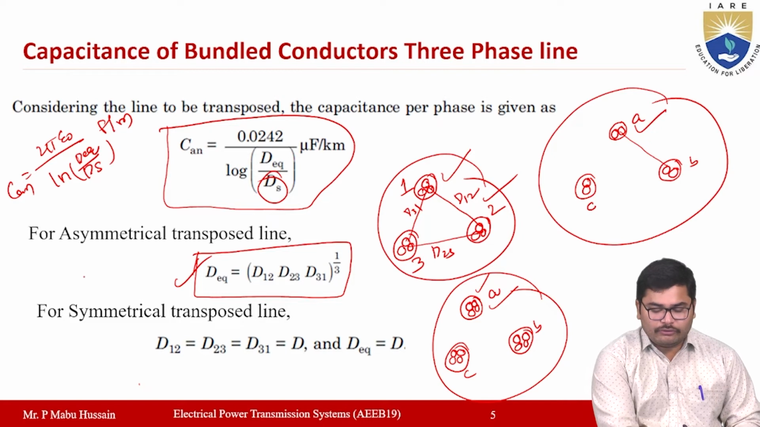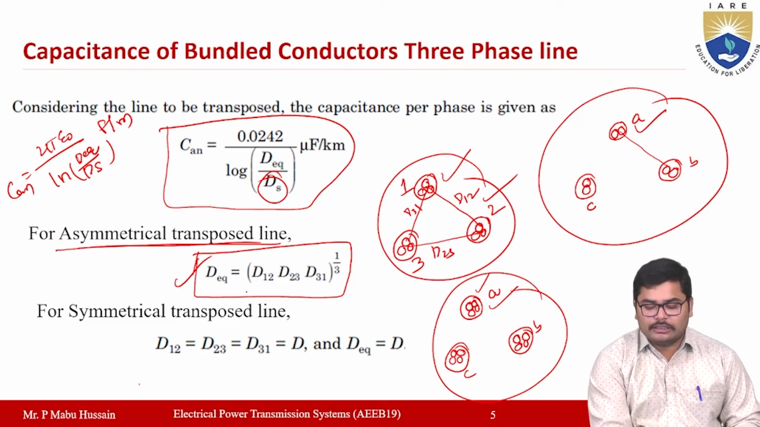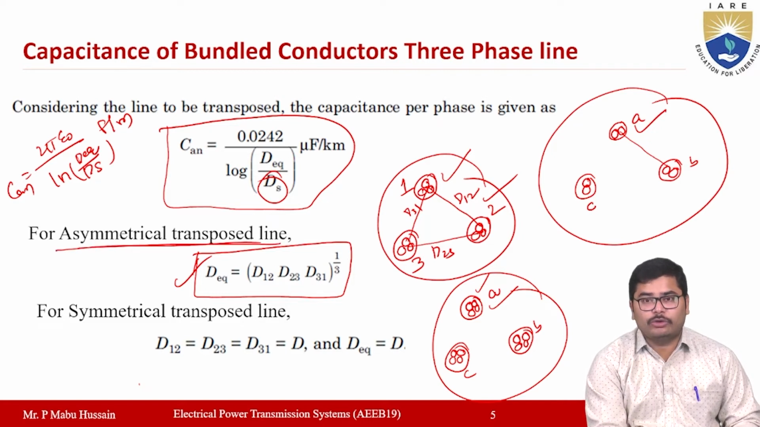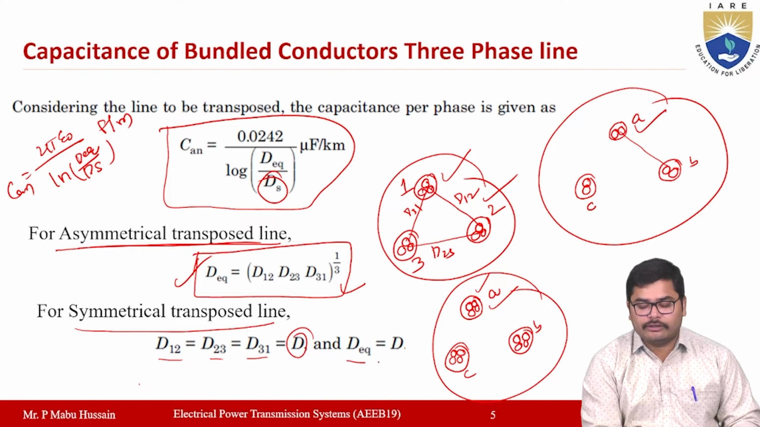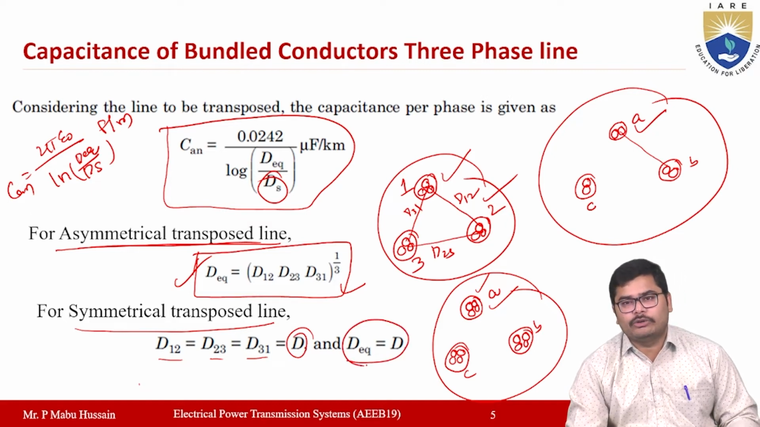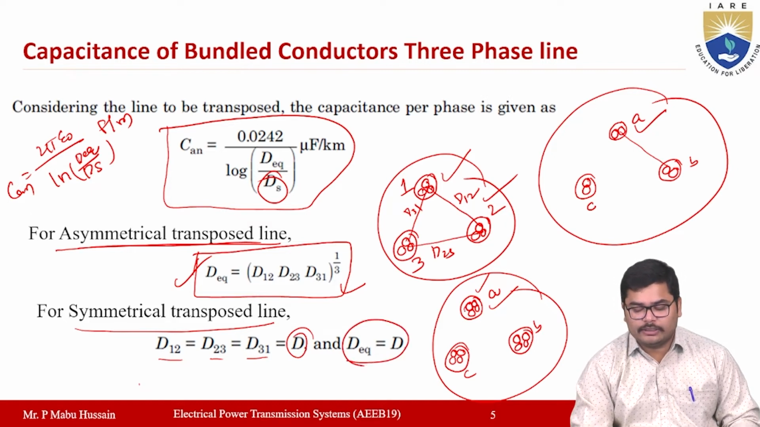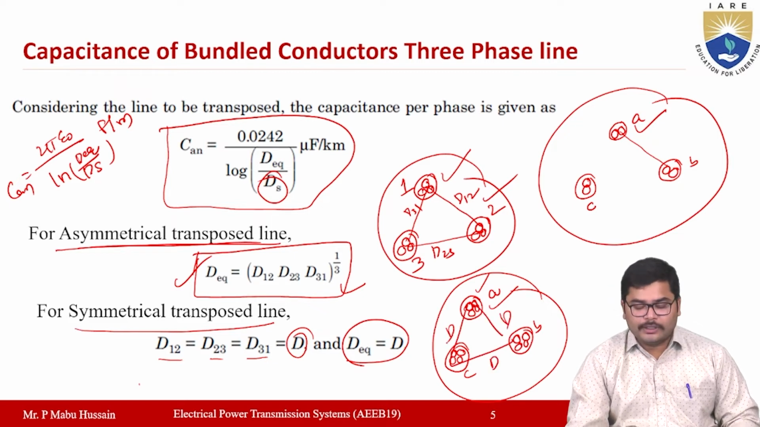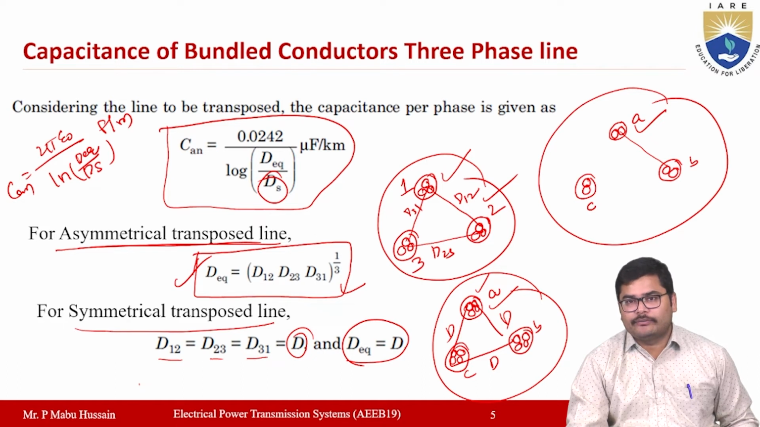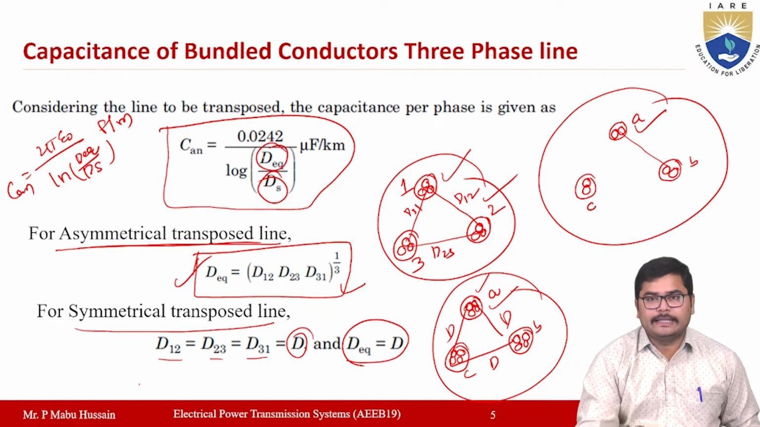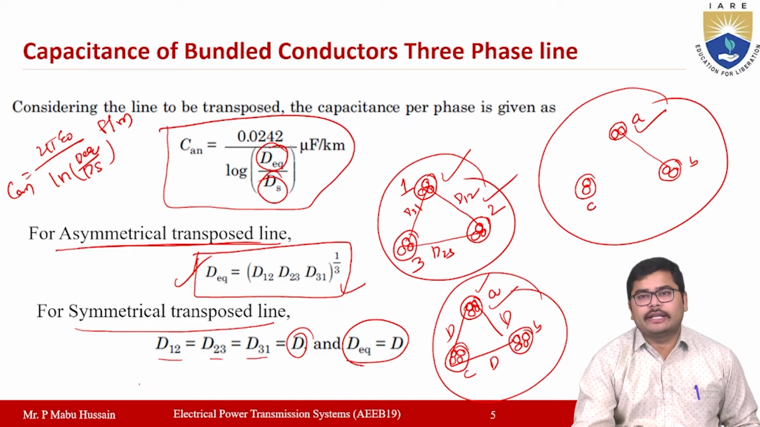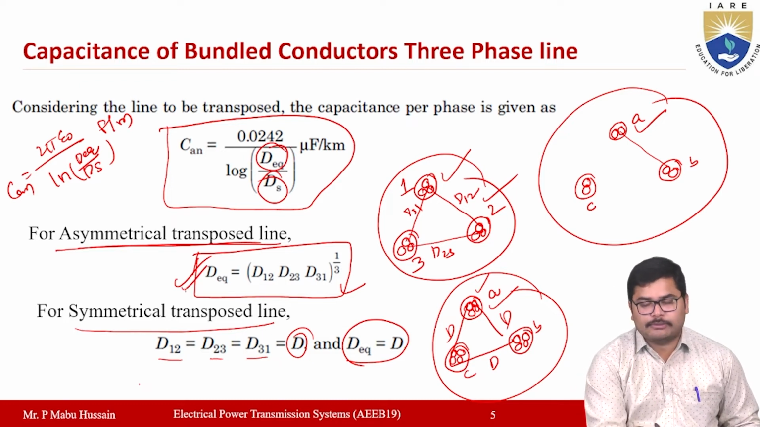Okay, so for an asymmetrical transposed line, D equivalent will be (D12 D23 D31) whole to the power of 1 by 3, and if it is a symmetrical transposed line, then D12, D23, D31 will be equal to D. So this D equivalent you can write as D only. Okay, D here is the distance between any 2 lines. So this will be the same for a symmetrical transposed line. Okay, I think you got how to calculate the D equivalent for any case. The D equivalent for any case you can calculate by using this expression.